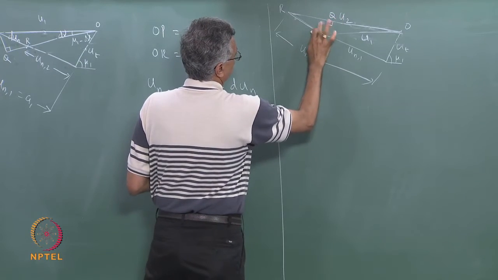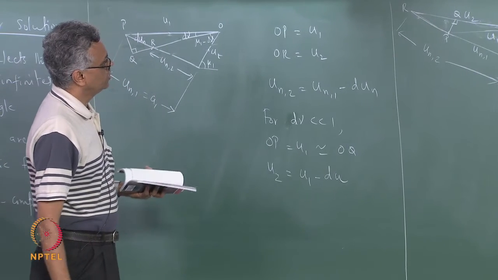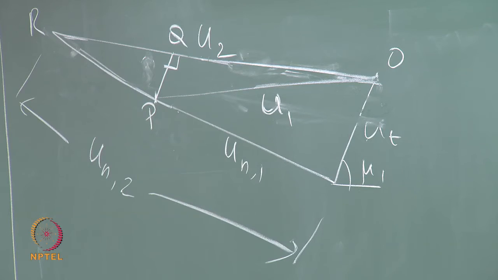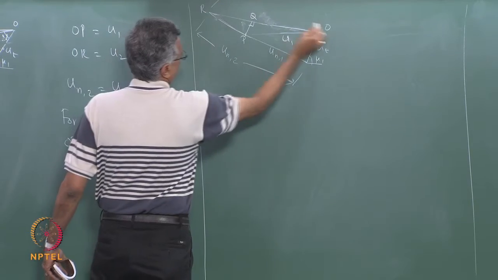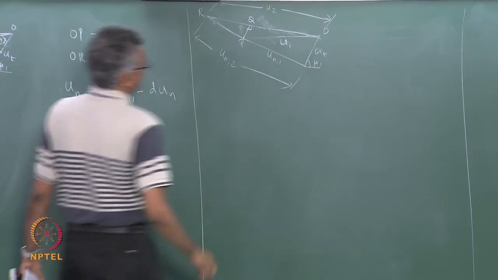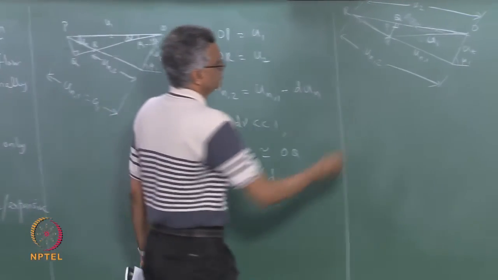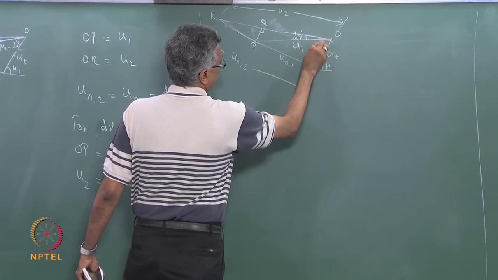Call this point Q, let me write this over here. So I call that point Q. Now this whole thing, remember, this whole thing was U2, this is my flow deflection angle d nu, this angle is mu1.